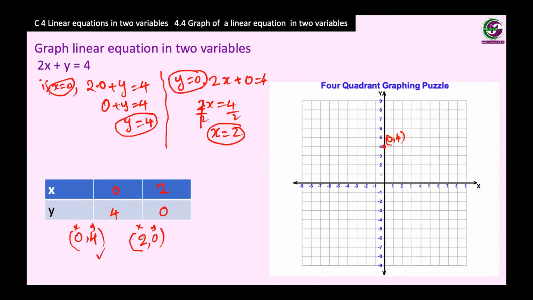Now the second point: on the x-axis, go to 2, then 0 steps up, which is here. So this is the point 2, 0. So we have both the points, and passing through these 2 points, you can draw a line. Here it is. So this is the question to graph a line for the given linear equation.